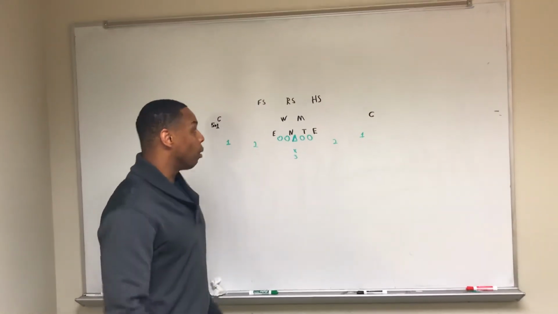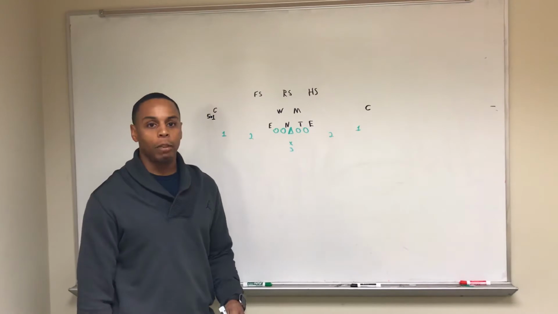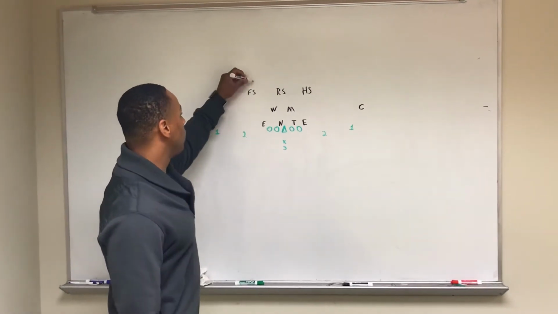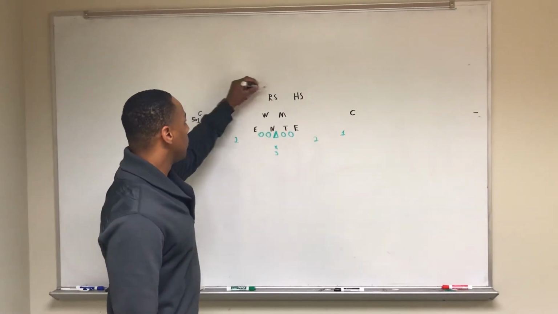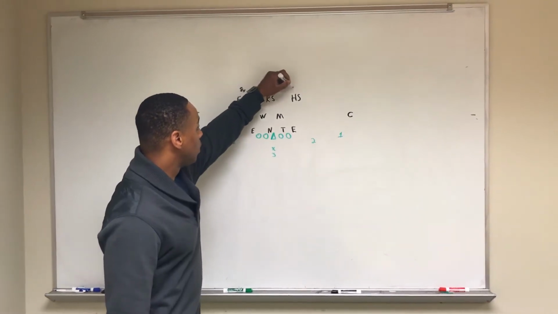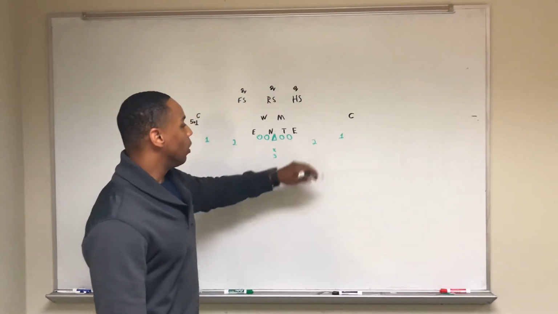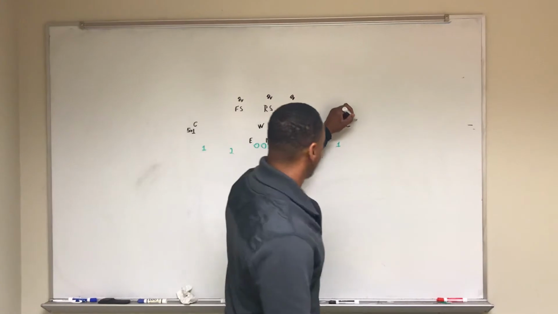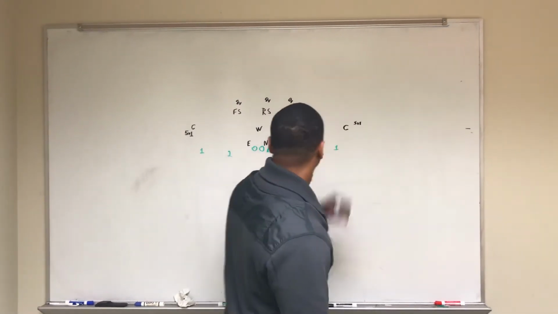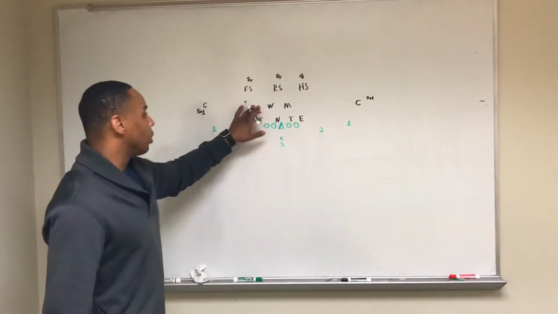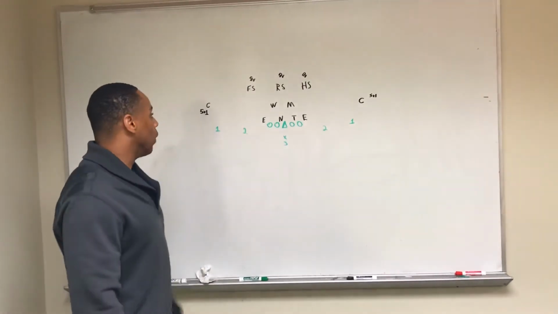Our safeties are all playing at the beginning, pre-snap, flat-footed at 8 yards deep. At 8 yards deep, and again, our corners are 5 by 1. Our linebackers are also 5 yards deep with their heels on the line.